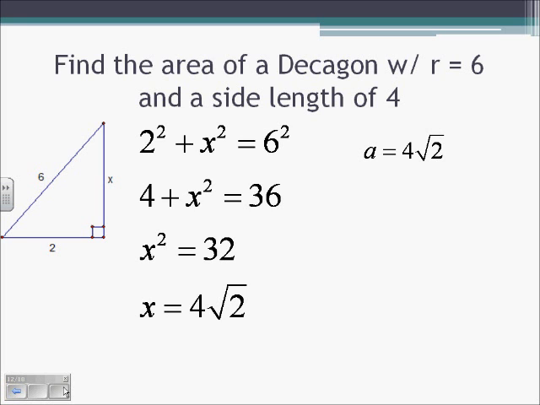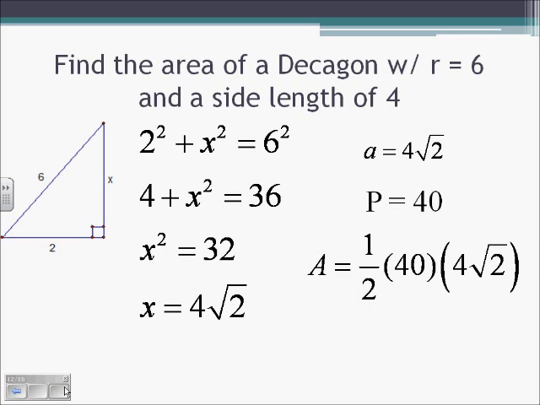If a decagon has 10 sides, with a side length of 4, we know the perimeter is going to be that side length 4 times 10. So our perimeter is going to equal 40. We plug that into our area of regular polygons formula. So we know 1/2 of 40 times 4 square roots of 2 is going to be our area. So we're going to have 80 square roots of 2, which is approximately 113.13.